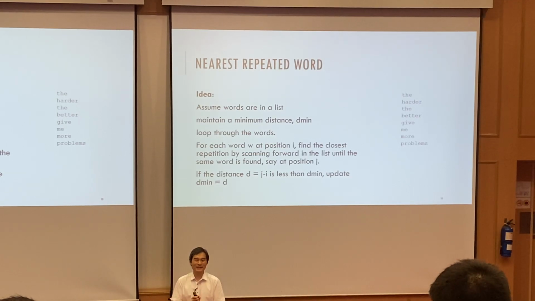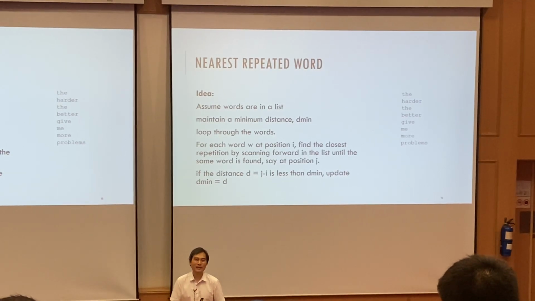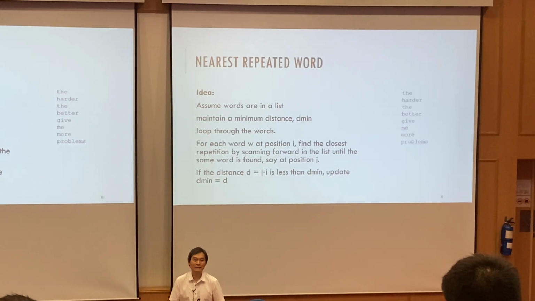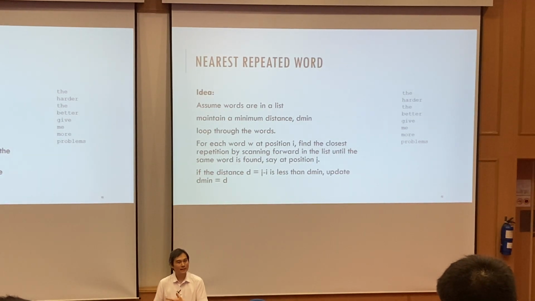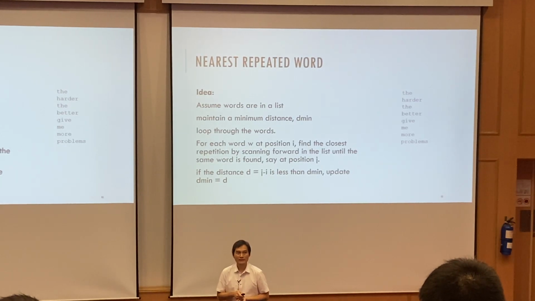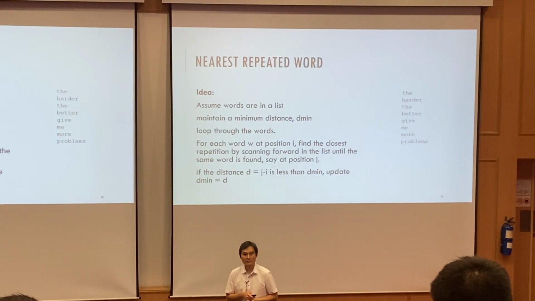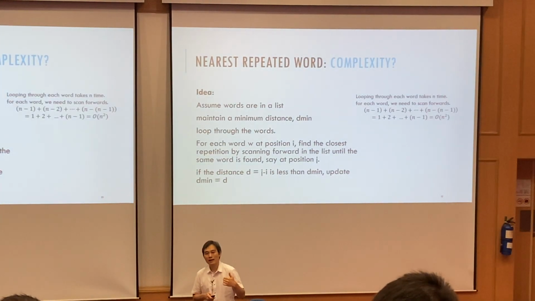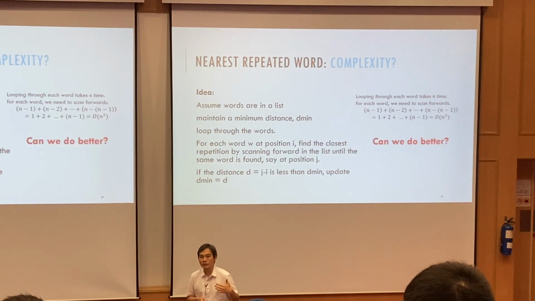But how to use the hash table is the question. So how can you use the hash table? What is the key? Index. Yeah, so you use the word as a key, and the index. The word is the key. But what are you trying to store? Index. Index of the word. Okay. Which word?